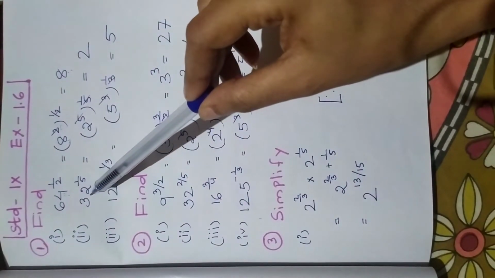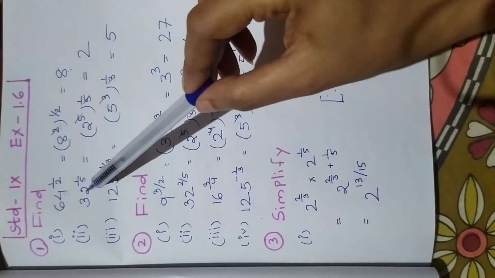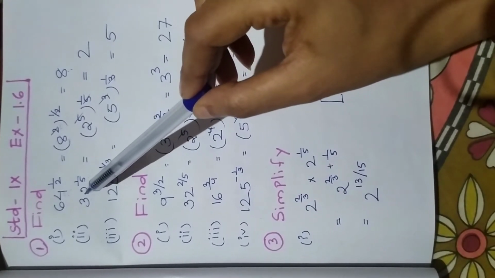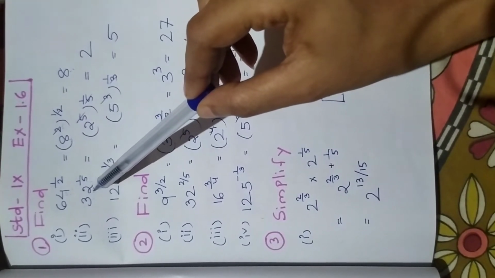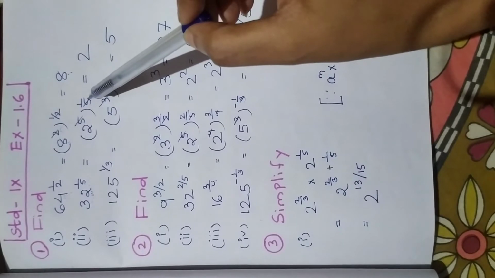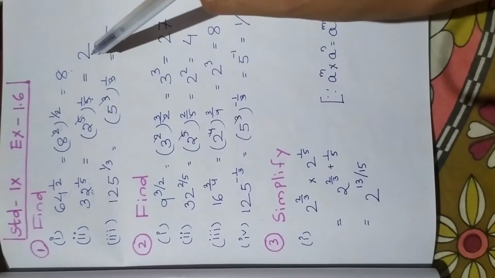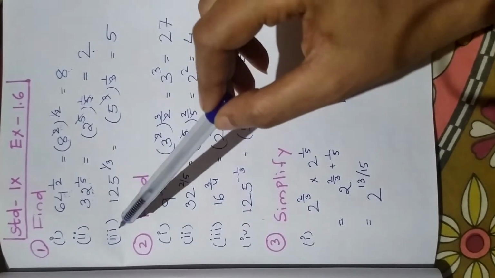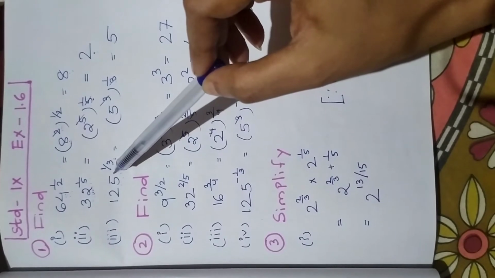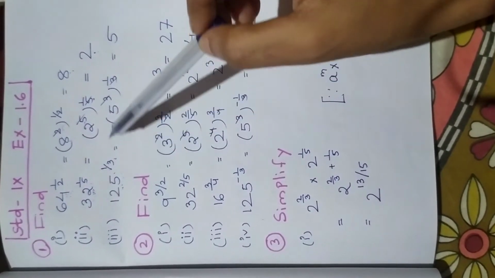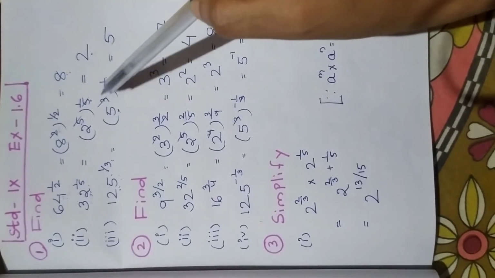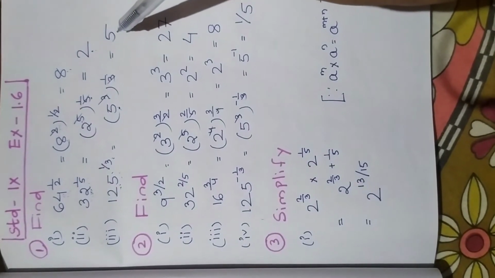Coming to bit 2, it is given 32 to the power 1 by 5. So any number having power 5 can be replaced in place of 32. So it's 2 to the power 5. So 2 to the power 5 means 32, again having another power 1 by 5. So 5 cancelled out and we have 2 as the answer. Bit 3, 125 to the power 1 by 3. Again 5 to the power 3 is equal to 125. So express 125 as power of 5. So 5 power 3, again 1 by 3. So 3 cancelled out and we have 5 as the answer.